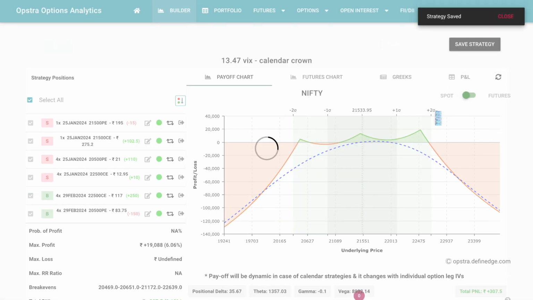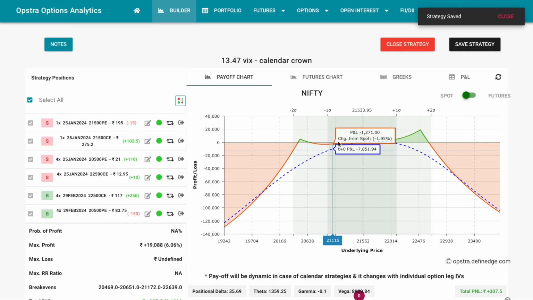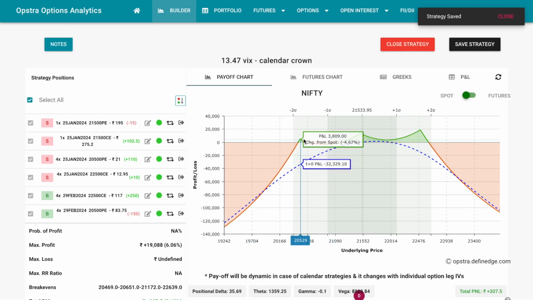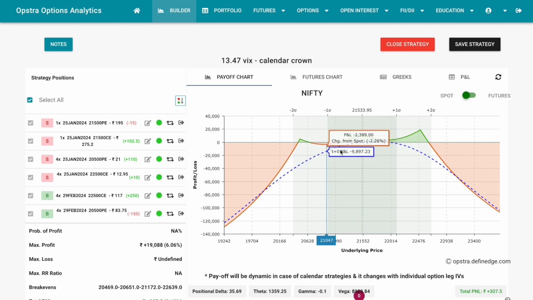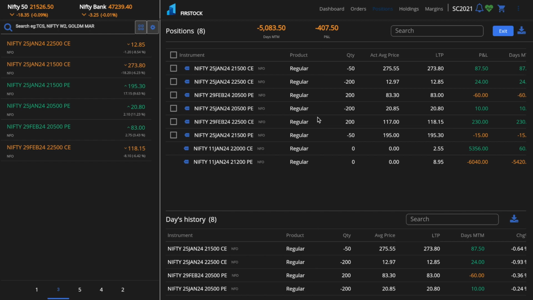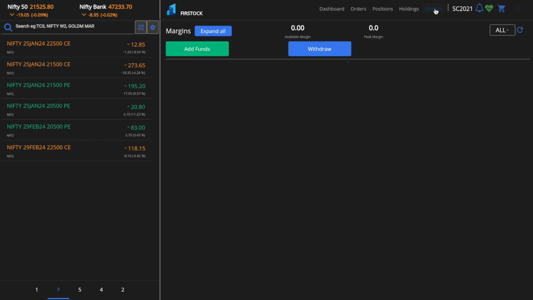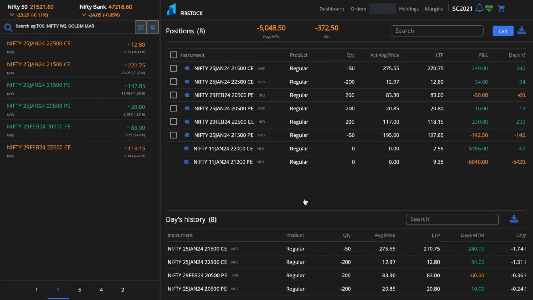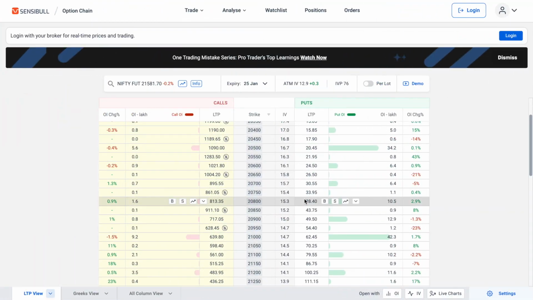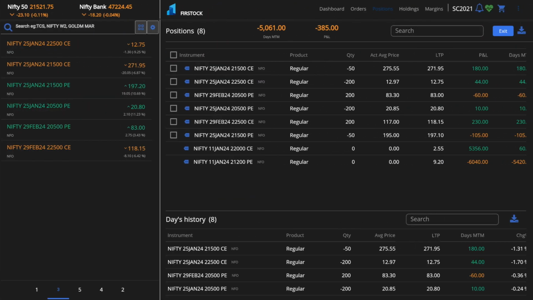Now what we can see is if the market goes to the lower end here, it will start showing some kind of losses. So what we can do is probably increase a little bit of risk at 20,500 and make the strategy a little bit crooked. So let's check out the margins first. It's 8 lakhs of margin, and I don't think the markets are going down that much.